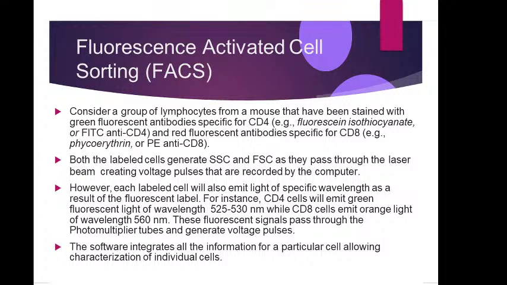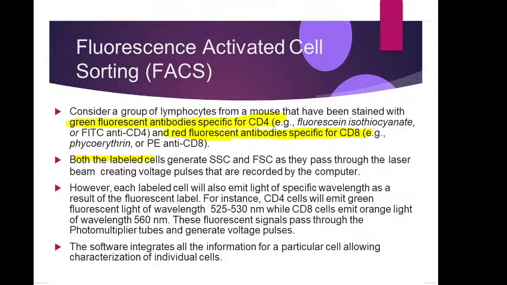Now, first we discussed the basics of flow cytometry. Now we are using cells which are fluorescently active. Consider a group of lymphocytes from a mouse that have been stained with a green fluorescent antibody specific for CD4 and a red fluorescent antibody specific for CD8. So we are using green fluorescent and we are using red fluorescent.